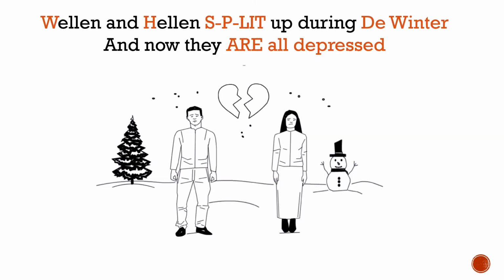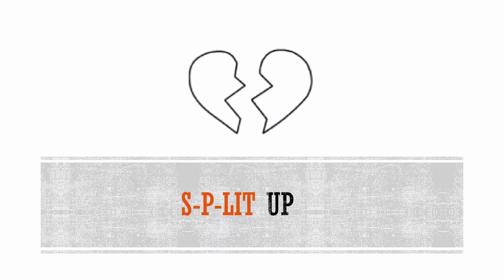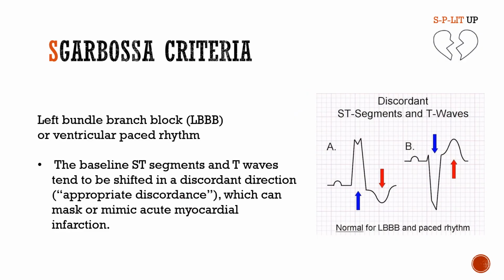Moving back to our mnemonic, Wellen and Helen split up during the winter, and now they are all depressed. Now, split up is an acronym within itself. The S stands for Sgarbossa criteria.